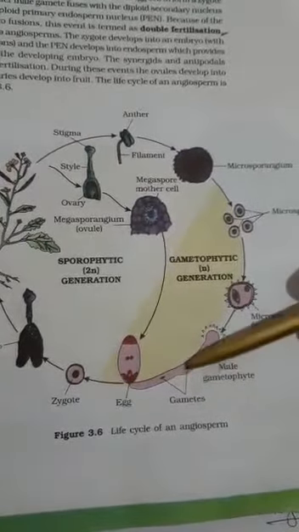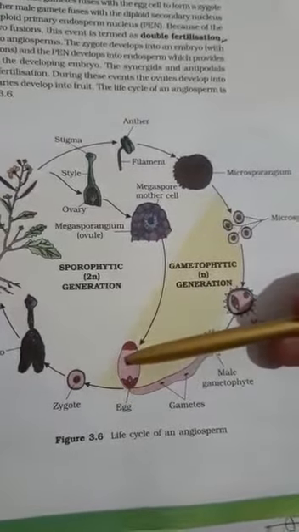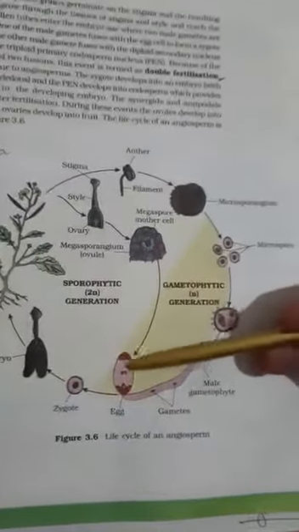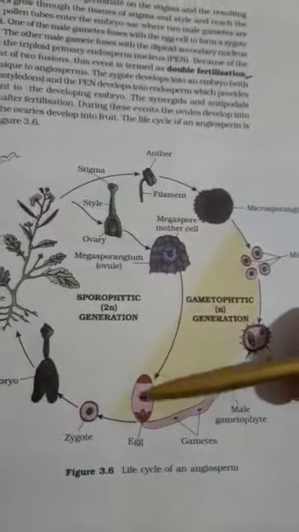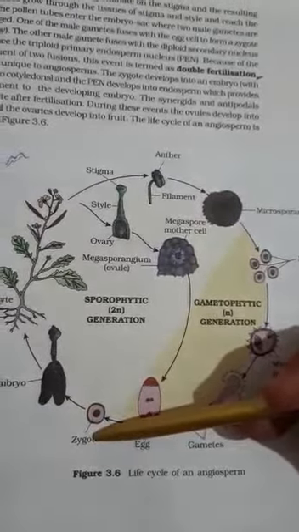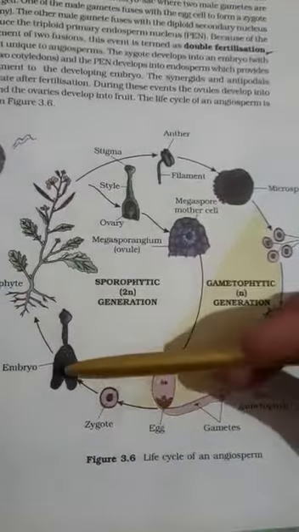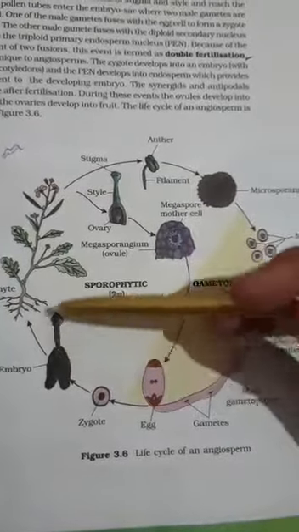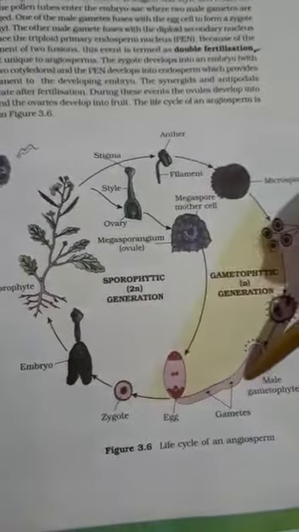Now of these two male gametes, one fuses with the egg and the other fuses with the polar nuclei. This is the embryo sac which we have obtained from the female part. When this fusion takes place, we have the formation of the zygote. After the formation of the zygote, we have the formation of the embryo. And when the embryo gets adult, it again changes to the plant. This is how this life cycle takes place.